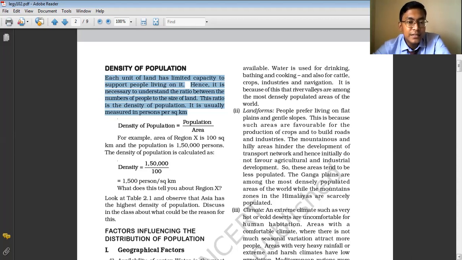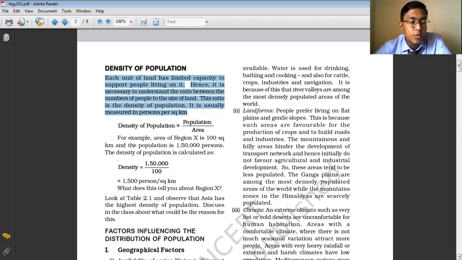Density of population is usually expressed in persons per square kilometer. In short, population density is the average number of people per unit area. This unit area may be per square kilometer or per square mile. Basically, we take into account per square kilometer area.